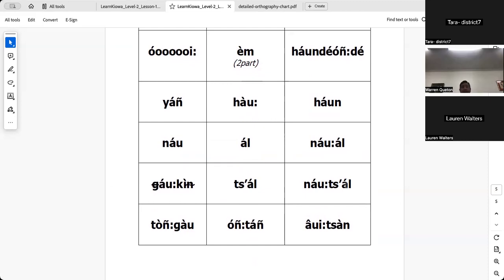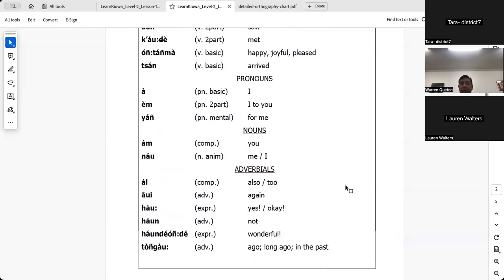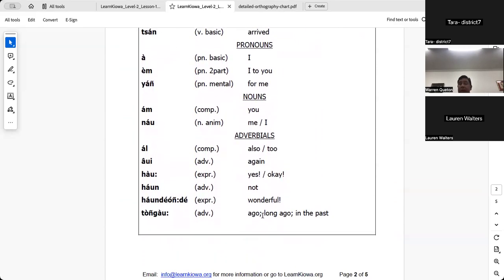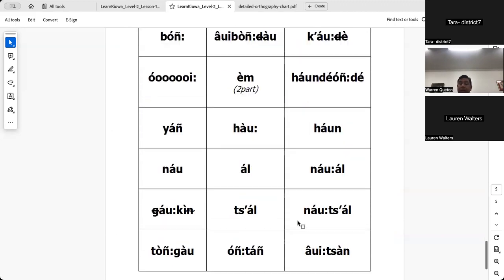And then Jackie got the final one. So Tonga. It means, if you go to your vocabulary list, ago or long ago or in the past. Tonga.